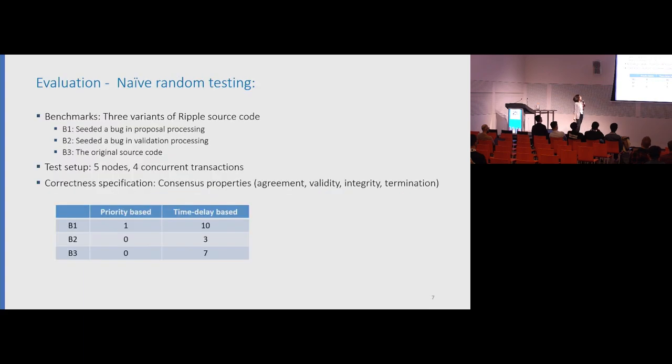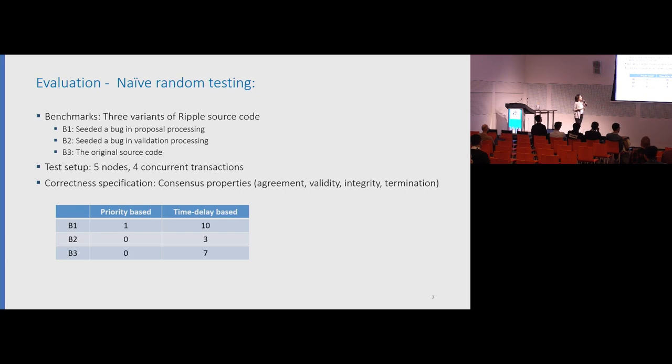And here are the experiments. We applied the testing algorithms on three versions of the Ripple source code. In two of them, we seeded some bugs to check the effectiveness of the algorithms. And the third one is the original source code. In our test setup, we ran five nodes in a private network and submitted four concurrent transactions. As the test correctness, we checked the consensus correctness. So basically, we checked for agreement, validity, integrity, and termination of consensus.